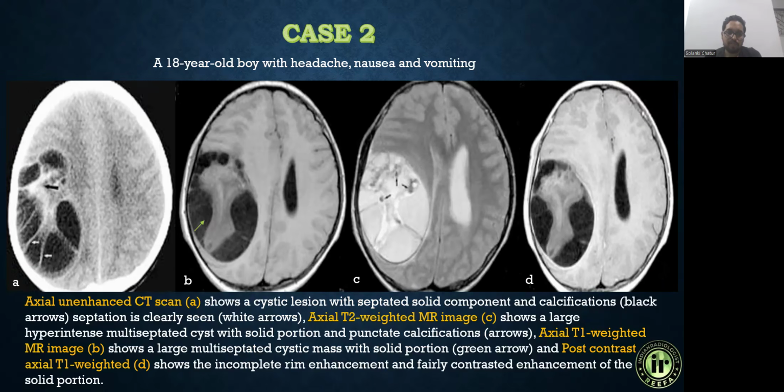Case 2. An 18-year-old boy with headache, nausea and vomiting. Axial unenhanced CT image shows a lesion with septated solid component and calcification. Septation is clearly seen. Axial T2 weighted MRI shows a large hyperintense multiseptated cystic lesion with solid portions and punctate calcification. Axial T1 weighted MRI image shows a large multiseptated cystic mass with solid portion, and post-contrast T1 weighted image shows incomplete ring enhancement with a faintly contrasted solid component.